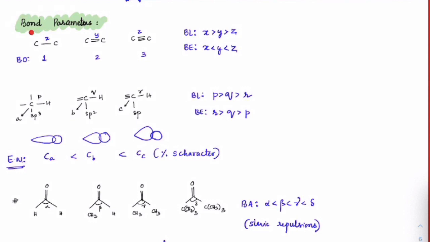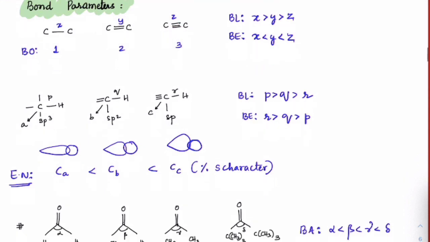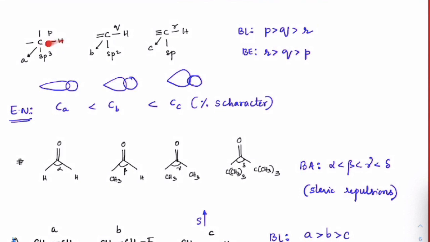Last session we ended discussing bond parameters. When you have a single bond, double bond and triple bond, we learned that the triple bond will have more bond energy and the bond length would be smaller. Similarly, when you compare a carbon-hydrogen bond associated with a single, double or triple bond, the triple-bonded carbon bonding with hydrogen will have a smaller bond length. And since it has a smaller bond length, it would have larger bond energy.